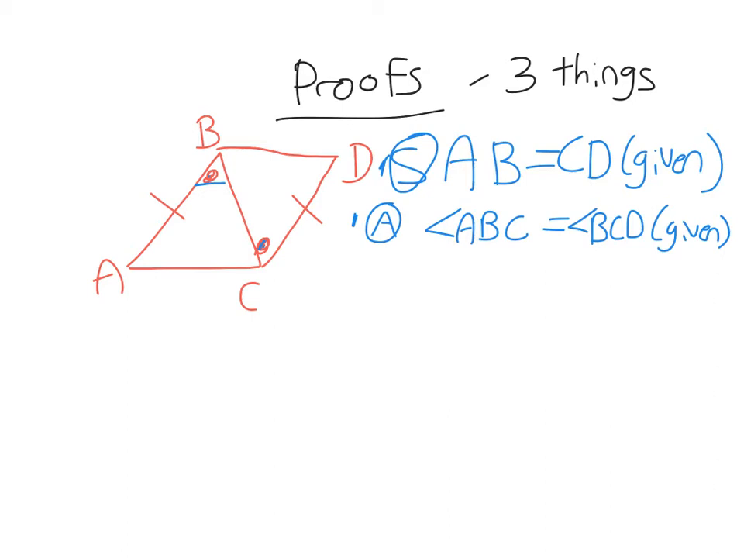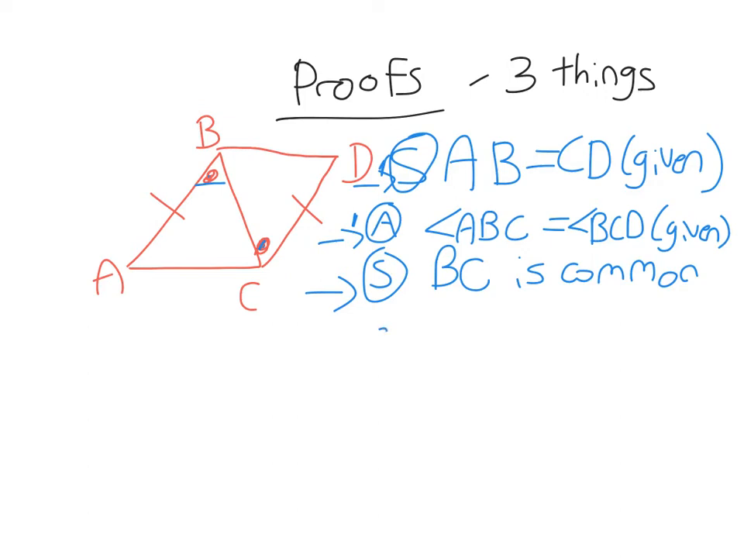I need one more, and that's going to be a side. You can see that BC actually occurs in both triangles. So if this line is 5 centimeters in the first triangle, it's going to be 5 centimeters in the second triangle. It has to be equal. So look out for those. We call them common sides. So I just say BC is common. Now I've shown that there are 2 pairs of equal sides and a pair of equal angles, so I've proved that they're congruent using the SAS test.